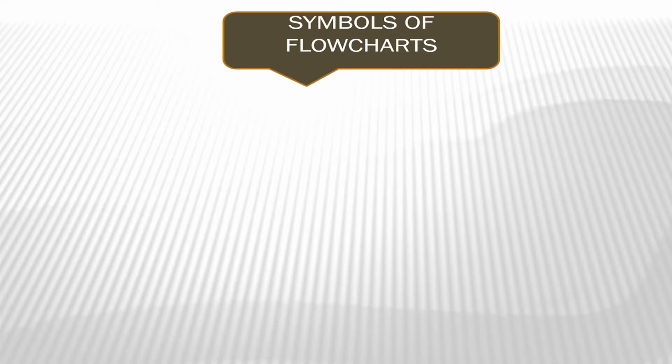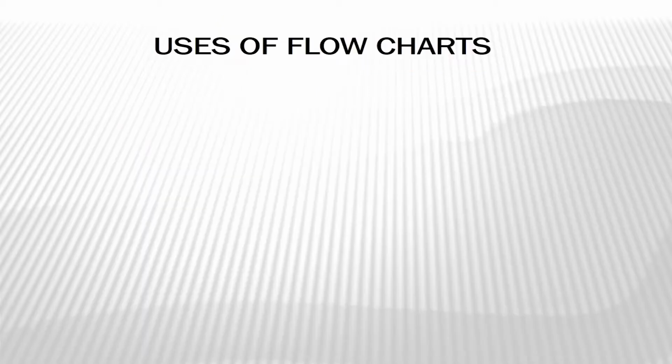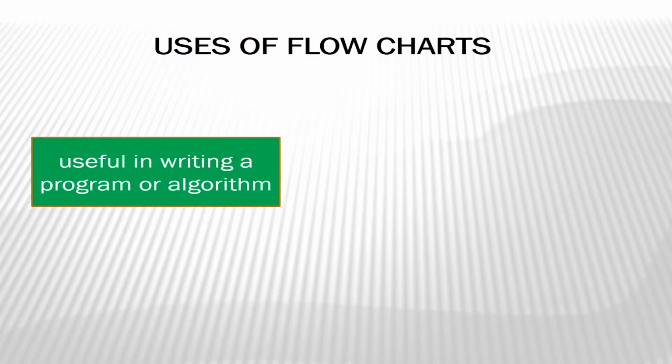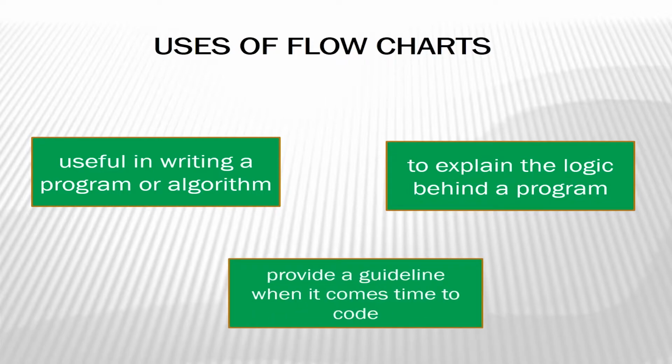Various symbols are used in flowcharts, and these are the start, arrows, input, output, process, and decisions. Flowcharts are used when writing a program or an algorithm to explain the logic behind it and to provide a guideline when it comes time to code.